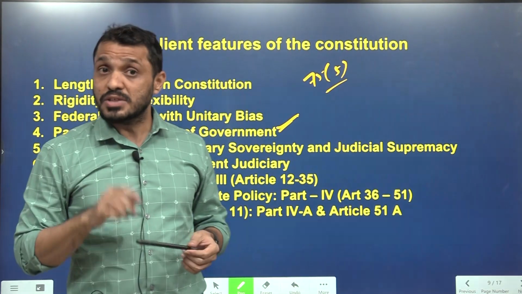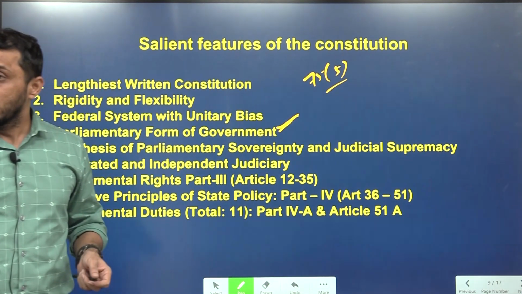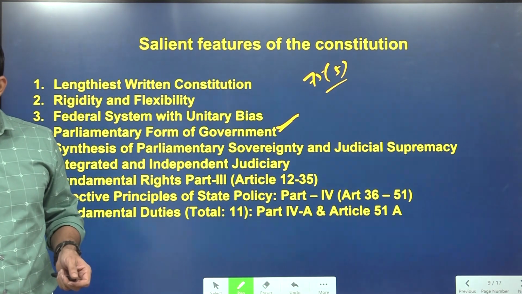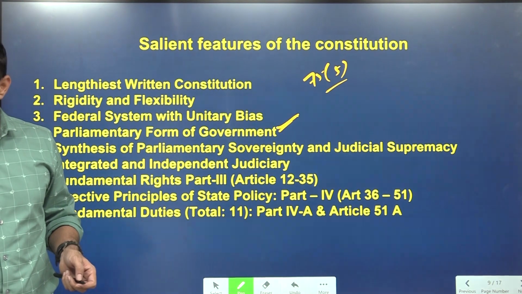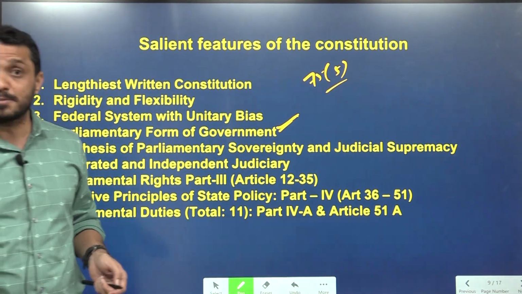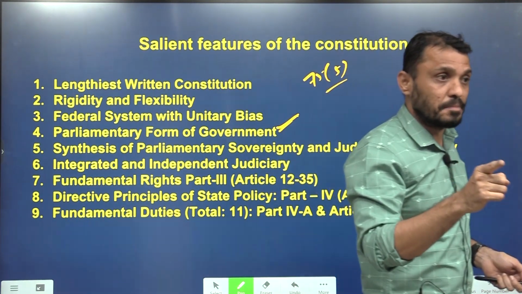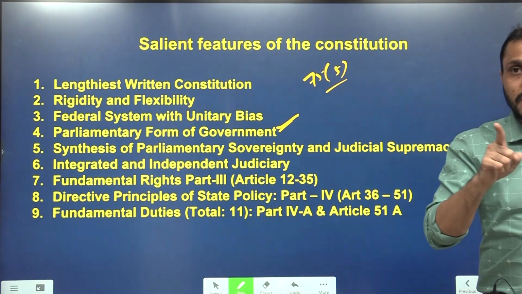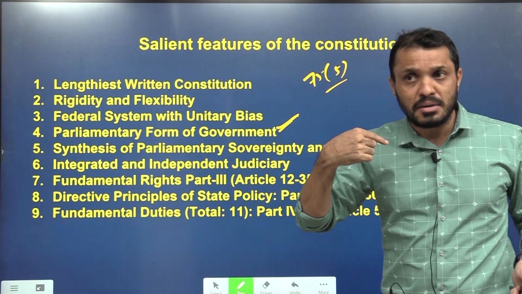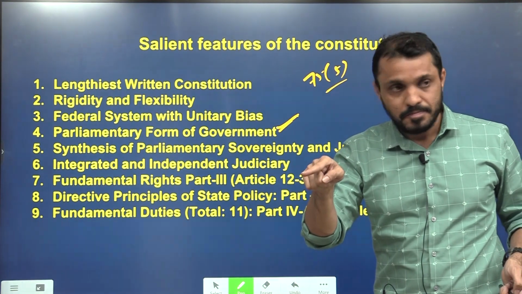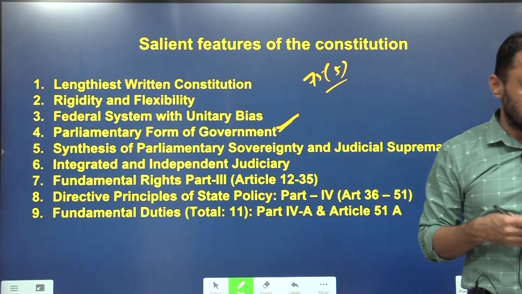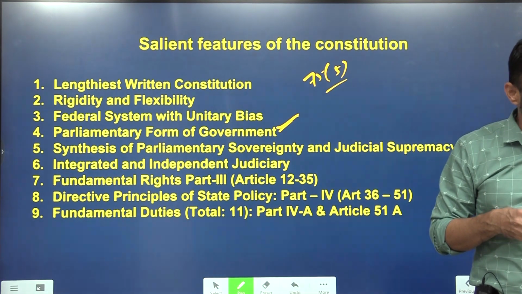Article 75, Clause 5 says a person can be a minister for a maximum of 6 months without being a member of the parliament. But within 6 months, the minister has to get membership in the parliament. That means the executive must have membership in the legislature. That kind of close relationship is there in India between the legislature and executive.